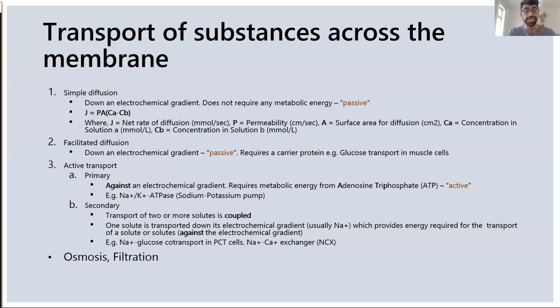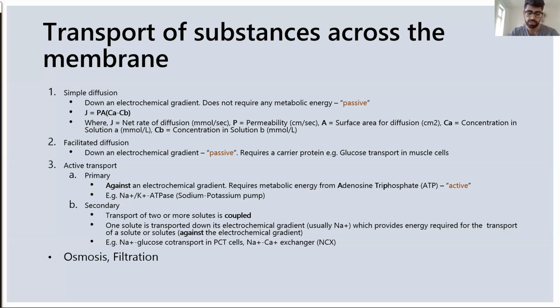So J is equal to PA multiplied by the concentration of A minus the concentration of B. J is the net rate of diffusion, or we can say flow, in millimoles per second. For those of you who are attentive, you can see that this is a concentration per unit time, and is equal to the permeability multiplied by the surface area for diffusion. This is multiplied by the difference in the concentration, so we have the concentration in part A and the concentration in part B. And this is how we can calculate diffusion.